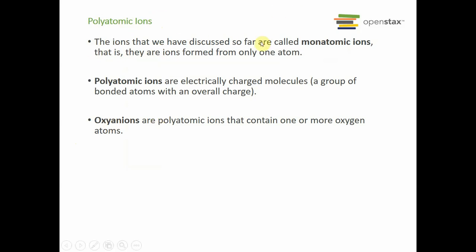The ions we have discussed so far are called monoatomic ions. That is, they are ions formed from only one atom. Polyatomic ions are electrically charged molecules, a group of bonded atoms with an overall charge. Oxyanions are polyatomic ions that contain one or more oxygen atoms. That's a subset of polyatomic ions.